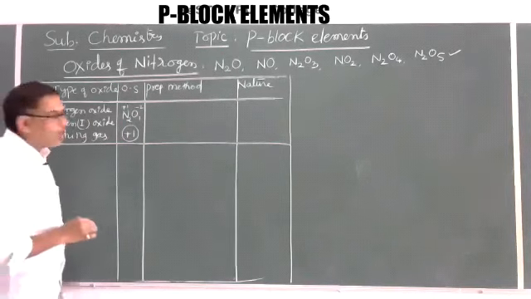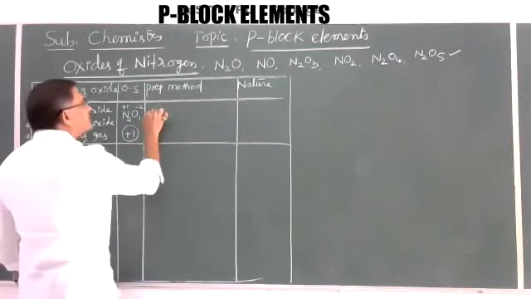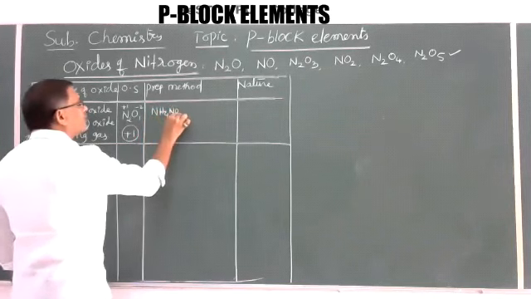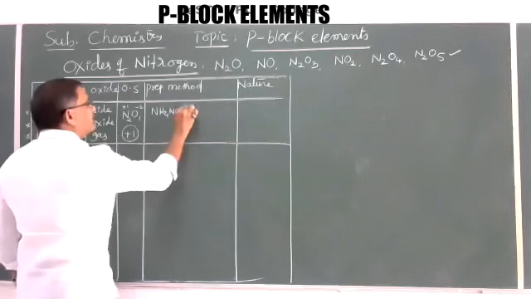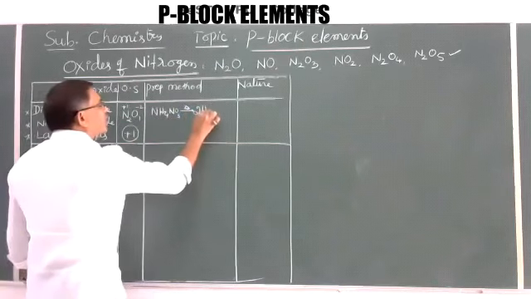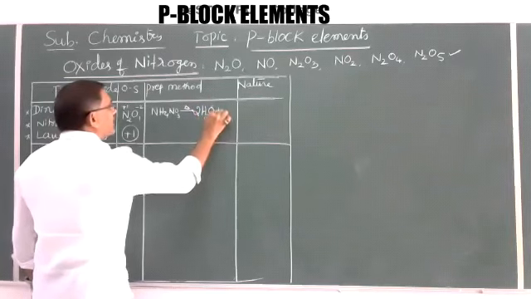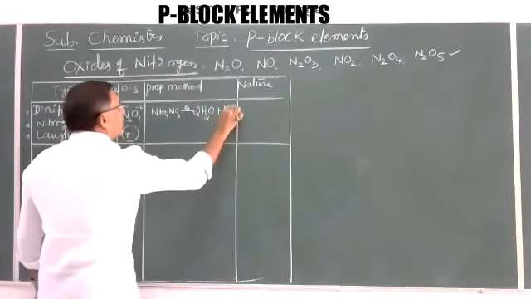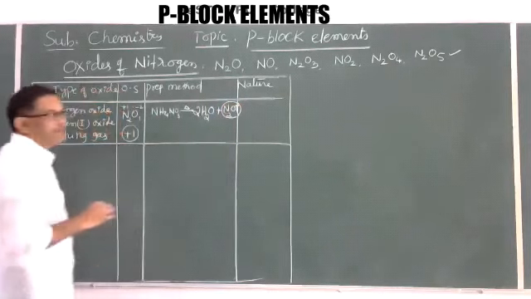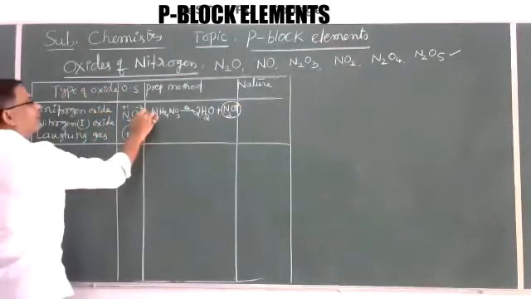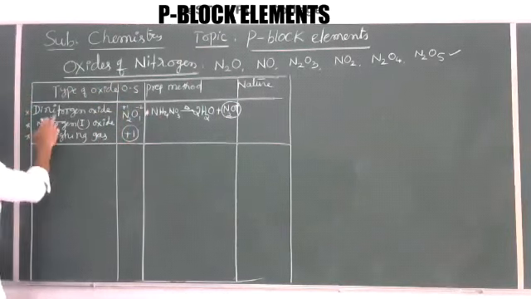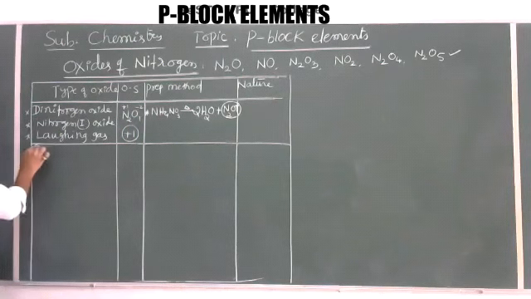Okay. Now, it is prepared by using ammonium nitrate, NH4NO3, on heating. We'll get 2H2O, water molecules, plus N2O is formed. This is the gas. N2O is gas. So, preparation of nitrous oxide. This is also called nitrous oxide.